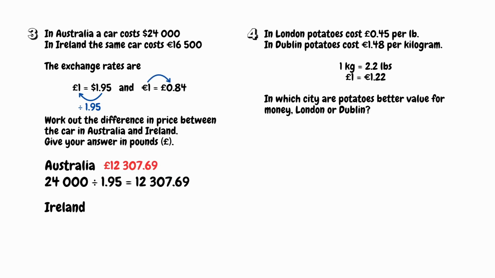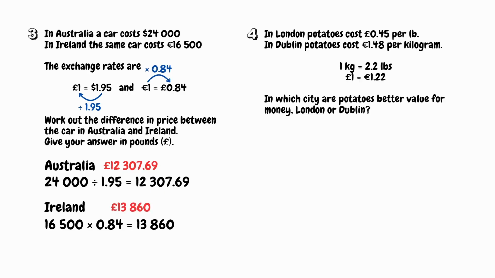So because I'm going from left to right, I'm going to be multiplying by this bit on the right-hand side. So from euros to pounds, I would need to multiply by 0.84. So we're going to take the 16,500, multiply it by 0.84, and that gives us an answer of 13,860. And this would be the price of the car in pounds.